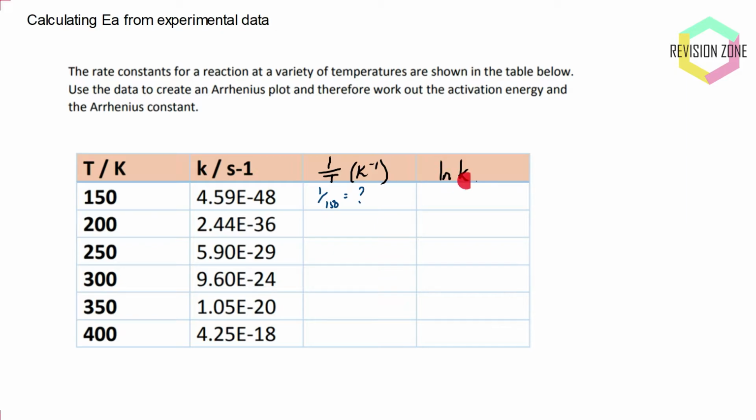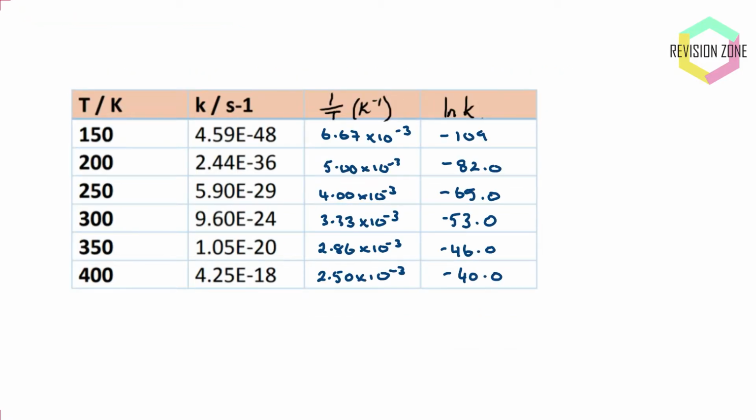The next one is natural log of k. As said in the previous video, you just need to find the natural log button on your calculator, and then we're just going to write 4.59 times 10 to the minus 48. And we write down the value of that here, and we continue down each of these columns all the way down until we've done those. And you shouldn't really be making mistakes at this point. It's always good to make sure you double check if you've got time at the end of the exam. So you should end up with a table like so, filled out.